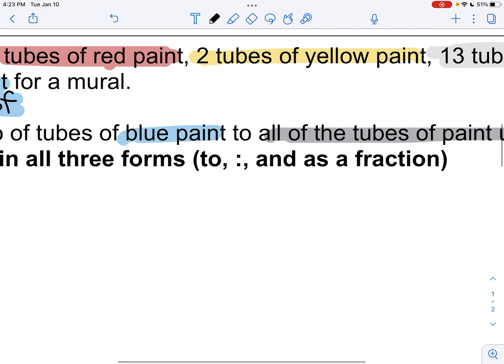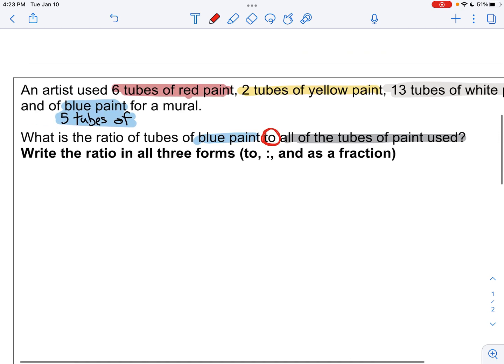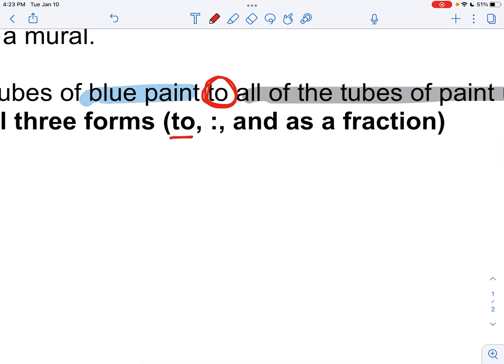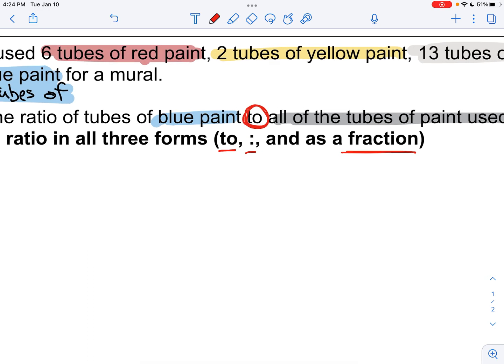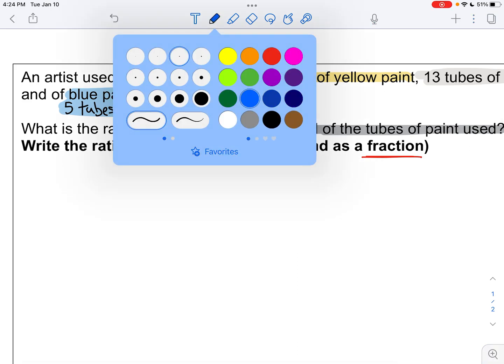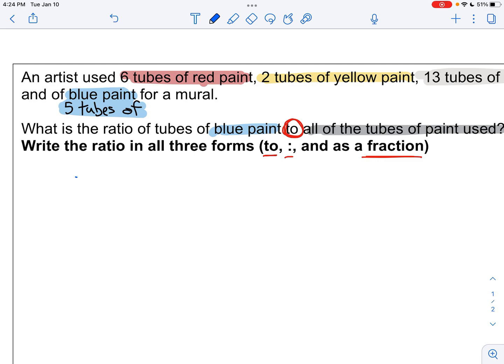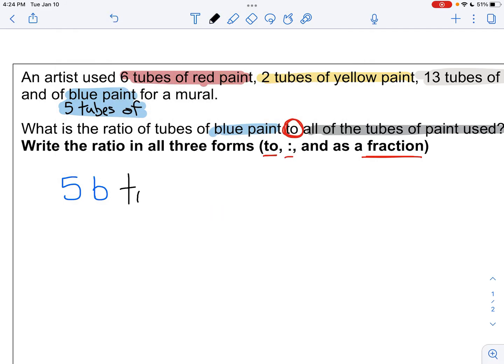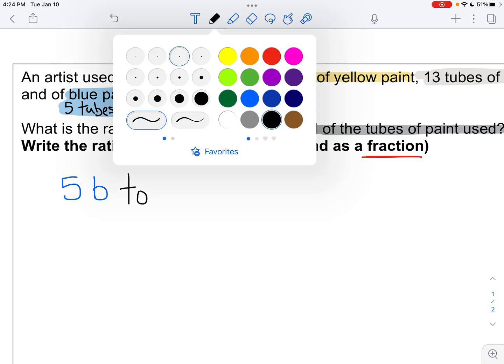Okay, so I see here's the word to. That means I need to write the blue paint first. I also am being asked to use the word TO, the colon, and a fraction to represent these. So it says blue paint, and now it says 5. So for the blue paint, I'm going to write 5 blue. So I have like 5B. Then I'm going to write the word TO. And then it said all tubes.